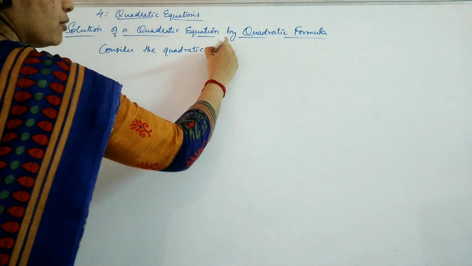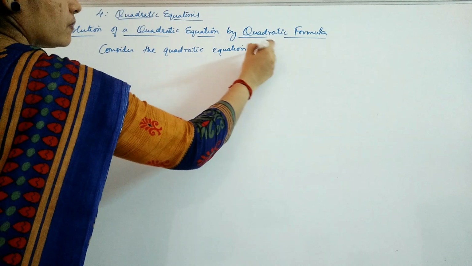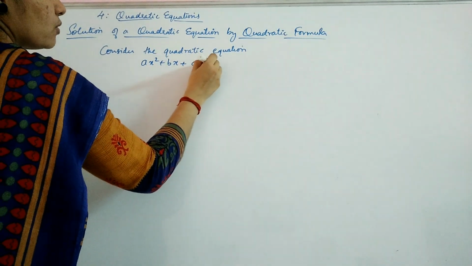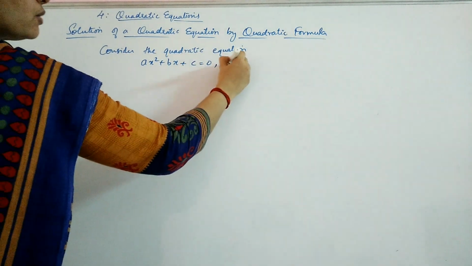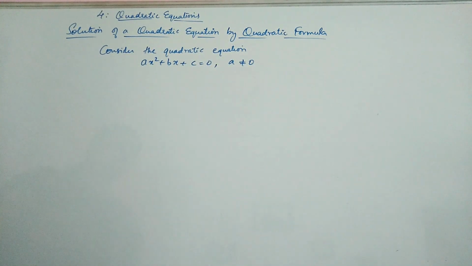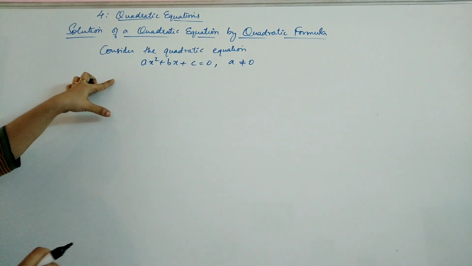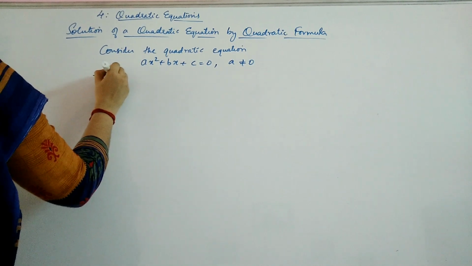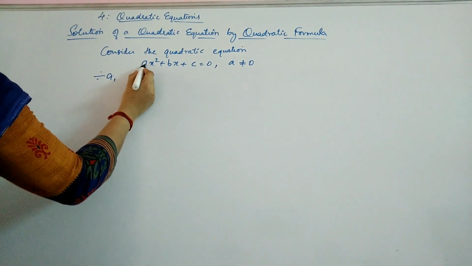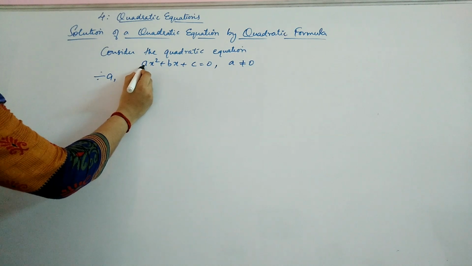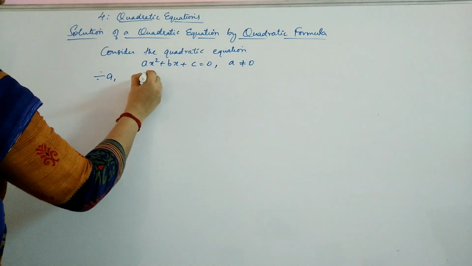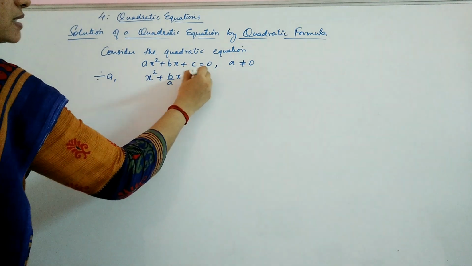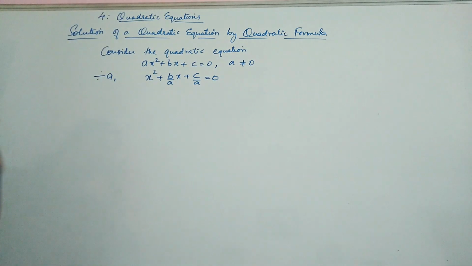Quadratic equation standard form is what? ax square plus bx plus c is equal to 0, where a is not equal to 0. Now we have to make it in a form where something whole square we can form, right? For that, we divide throughout by a. That means we are making the coefficient of x square as 1. So we get x square plus b by a x plus c by a is equal to 0.